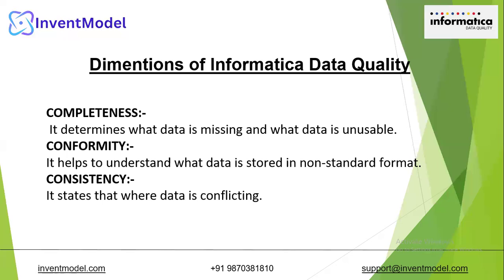Suppose there is a large amount of data which includes names of customers. It includes first name, middle name and last name. So it checks whether each record has a first name or not, a middle name or not, or a last name or not. If the data doesn't have a first name, it is a kind of unusable data or false data. So it checks the completeness of the data, whether all the requirements are fulfilled or not.